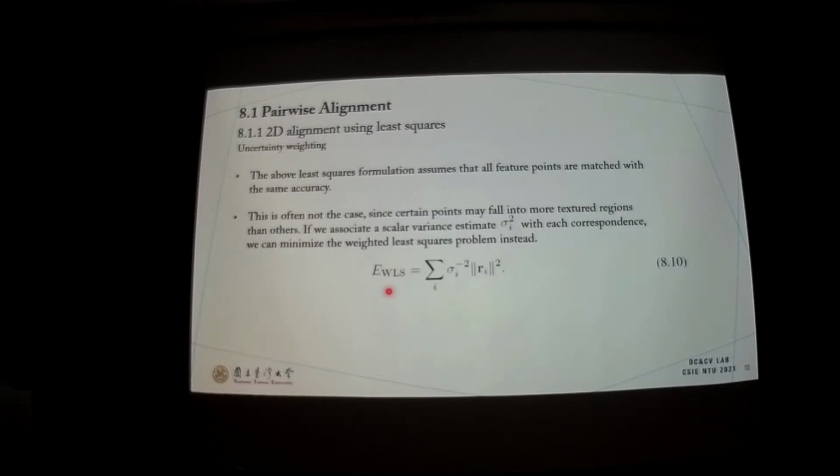Okay, I will continue. From the previous method, we are assuming that there is a match condition. So what if the feature points are not matched? How do we minimize the weighted least squares problem if the feature points are not matched?